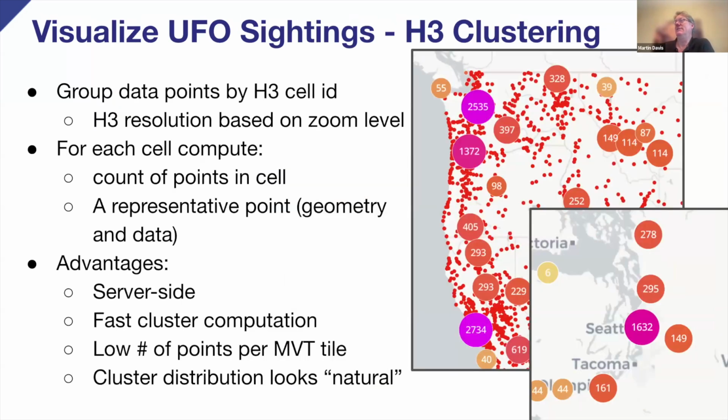So another way to visualize is to use H3 clustering. And this is where we start getting clever. We're going to show how to use a pg_tileserv function to produce the display that you're seeing there. So we're going to group data points by H3 cell ID based on the zoom level of the map. We're going to compute the number of points in the cell, and then we're going to display them via pg_tileserv. So the advantage here is it's server side. It's very fast to compute the clusters. It produces small MVT tiles. And by using H3, you get a natural looking distribution of points.